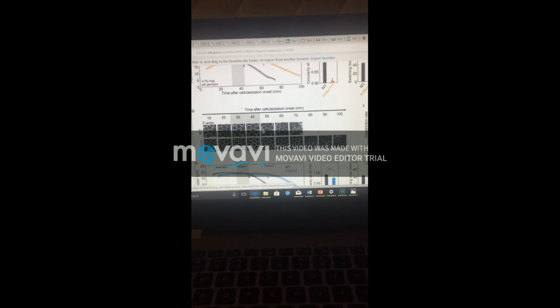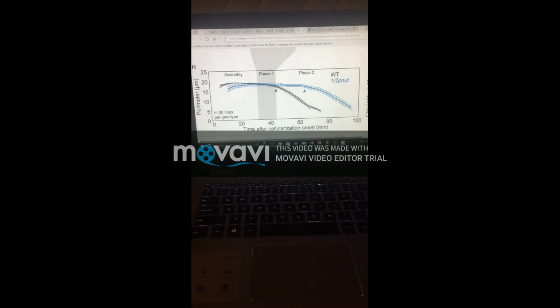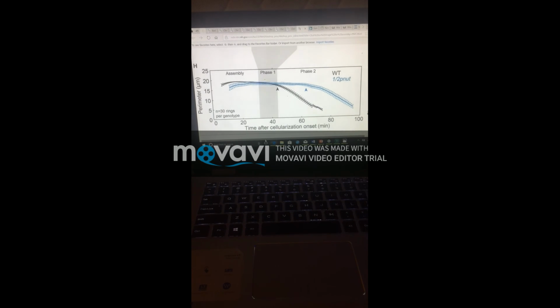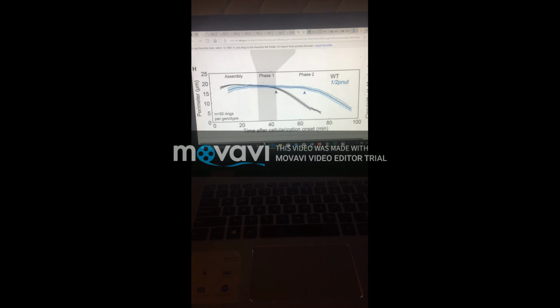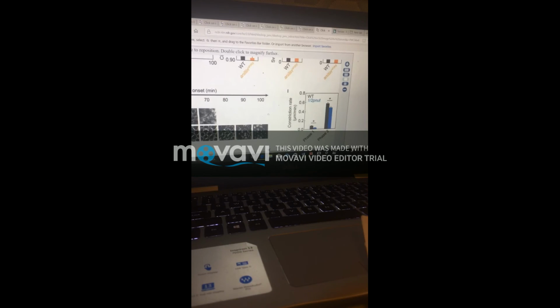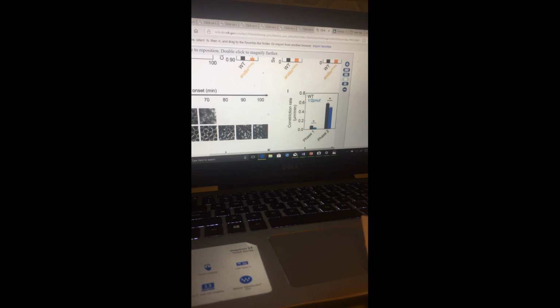G shows circularization of the peanut mutant was much slower. H shows that the perimeter decreased around 65 minutes, which is late in comparison to the wild type. I is comparing the constriction rate for phase 1 and phase 2. In phase 1, both the control and the treatment are constricting at a lower rate. In phase 2, they increase the constriction rate.